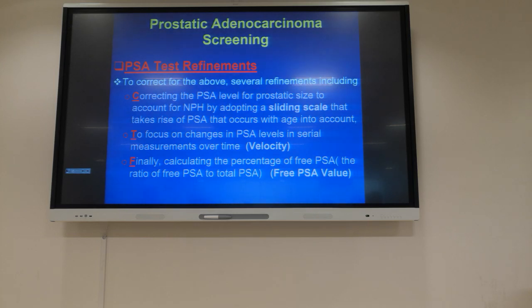And third, it has been found that what matters the most is not the full PSA value, because the PSA is mostly bound to protein. It is the free PSA value that is mostly related to the presence of prostatic cancer on needle biopsies. So you have to calculate the free PSA and then decide if this PSA value is worrisome or not. Three refinements. I want you to remember them for the exam.